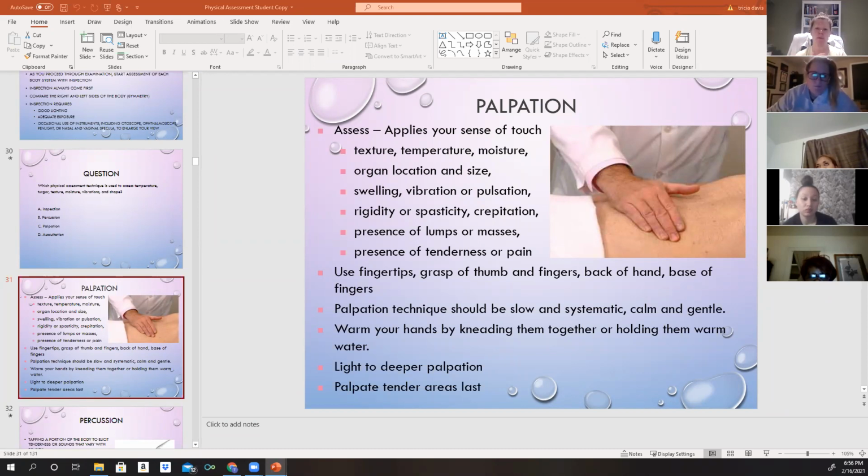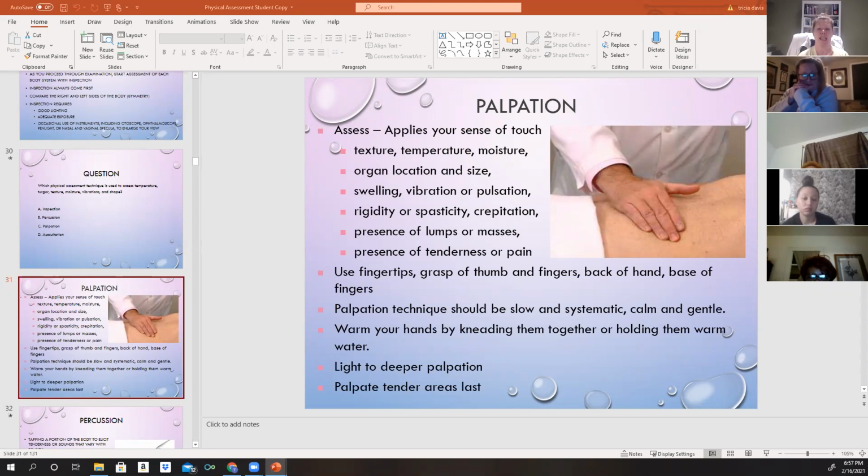Crepitation is when we're moving like knees and ankles through range of motion and you hear that crackling. That's crepitation. You're going to check for the presence of any lumps or masses, and then the presence of any tenderness or pain. So you're going to use your fingertips, grasp of the thumb and fingers, the back of your hand, and then the base of your finger. So those are the different parts of your body that you will use to palpate.